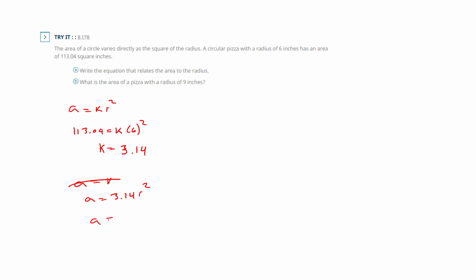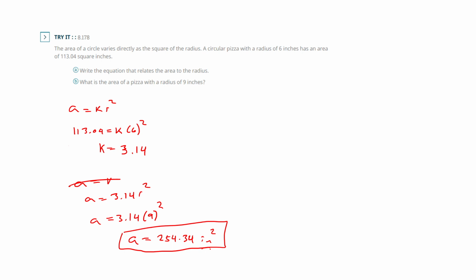Well, just have to crunch this. So we times that by 9 squared, which is 81. So my area is going to be 254.34, and that would be square inches.